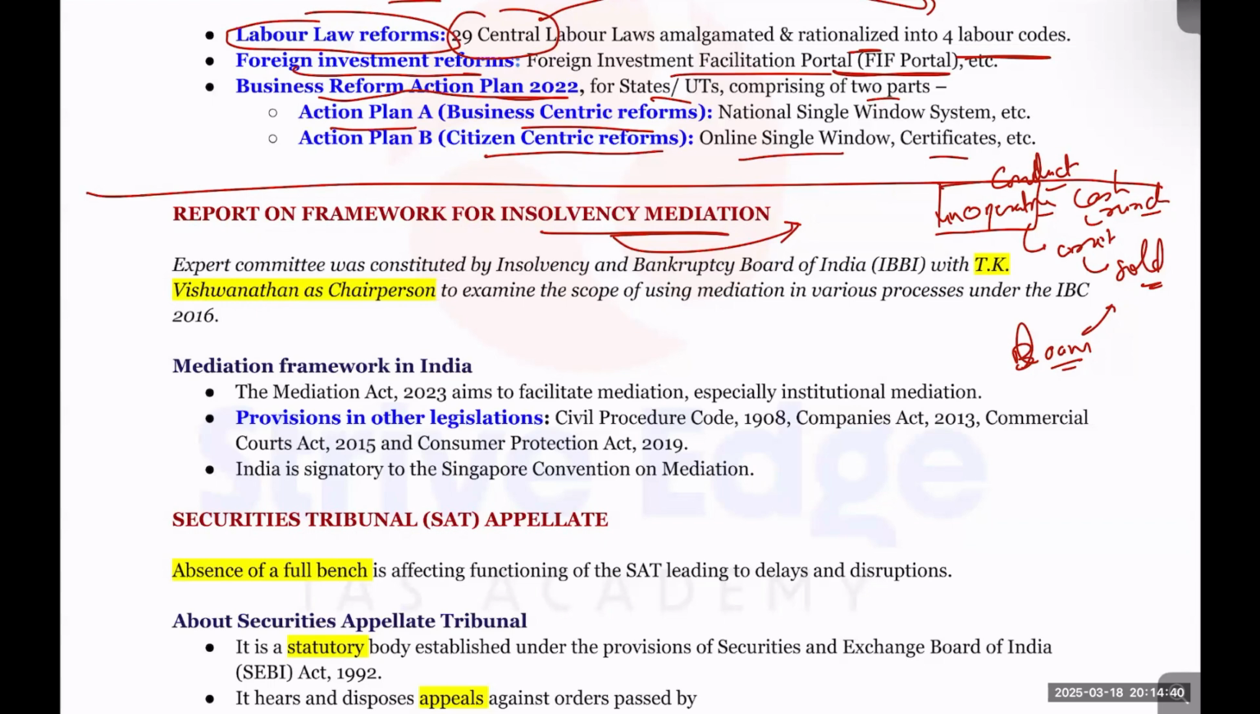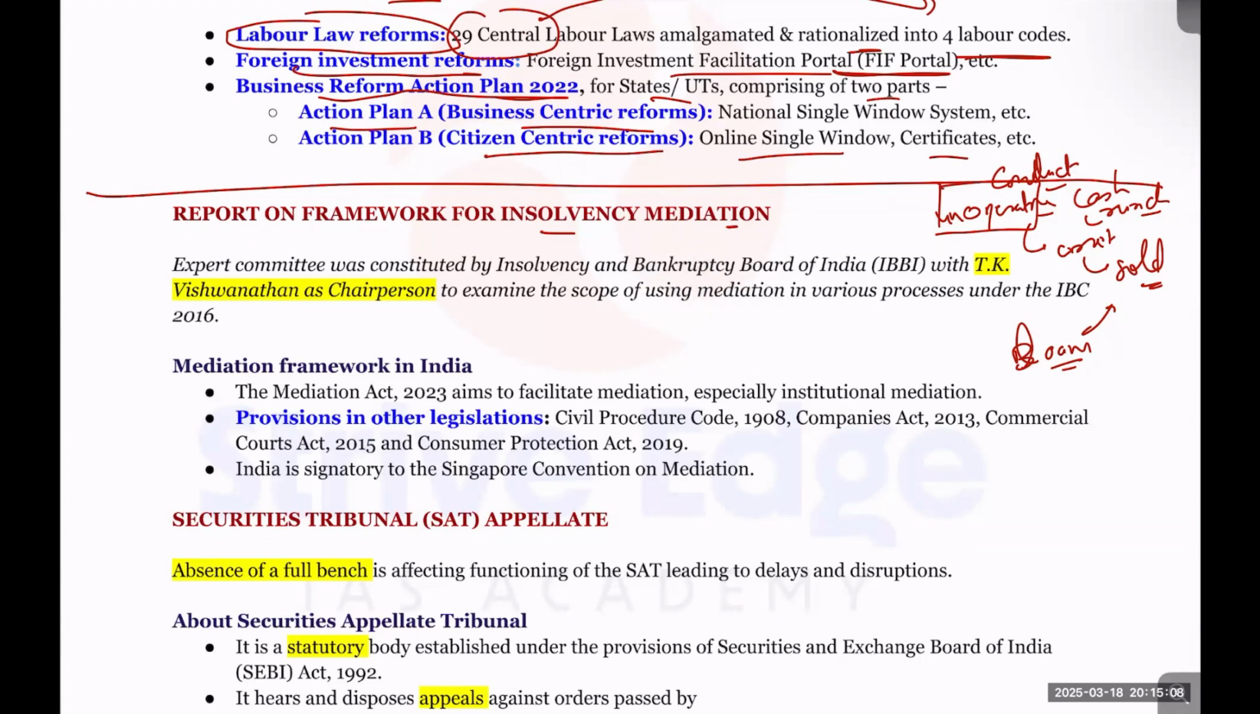Okay, so the framework on insolvency mediation, or mediation, is to be done. What is mediation? Mediation is when two bodies are fighting and one person comes to mediate them, and they reach a minimum goal. Okay, you give this, you give this, and this case is settled. So this is a type of mediation. So mediation is to be done on this insolvency business.